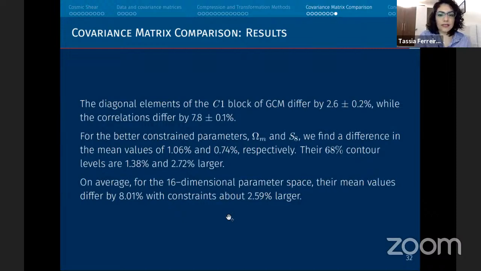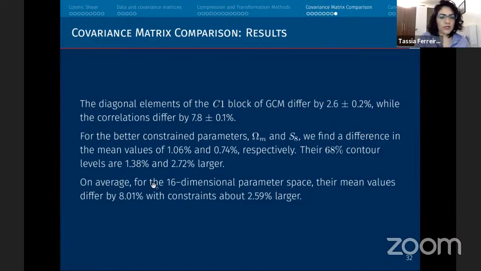And we relate that here. So just to give you an example, for the best constrained parameters, omega m and S8, the differences are of about a percentage for the mean values. So the shifts in the mean values. Whereas the contours are about 1.4 and 2.7% larger. So we see that this is within the order of the differences that we found.